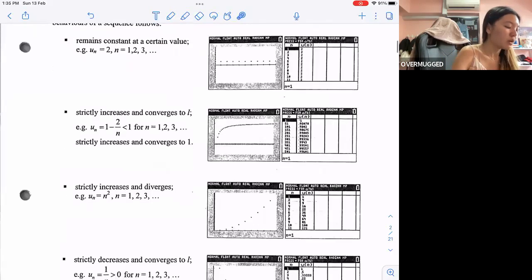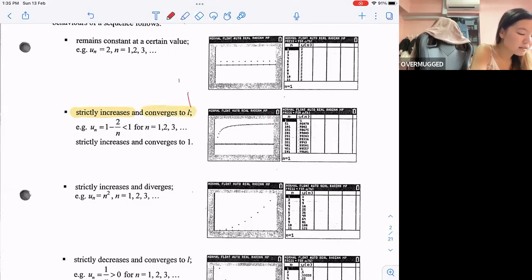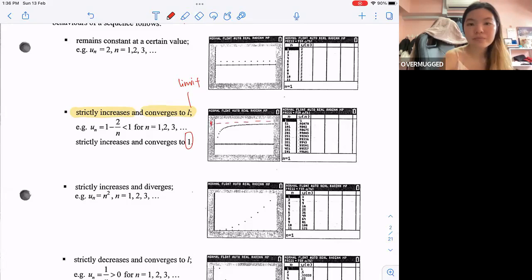We also have such sequences where, according to the plot, it is strictly increasing. And not just that, you can see it is tending towards a certain value. That's why we say that it converges to L, where L is a certain limit. In this case, it will actually be converging to 1 over here.